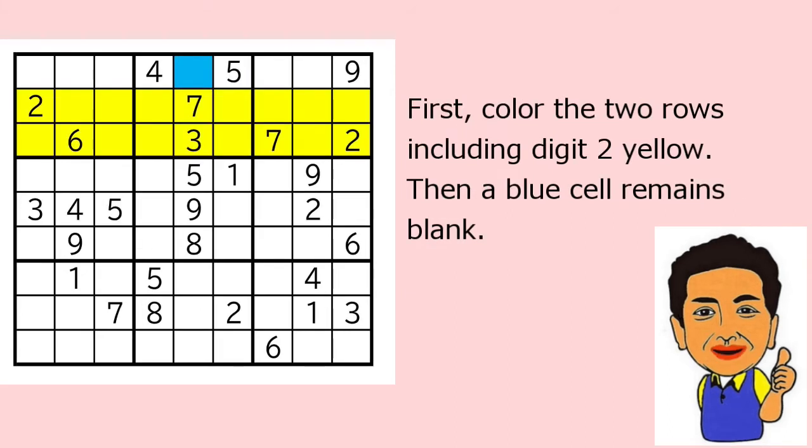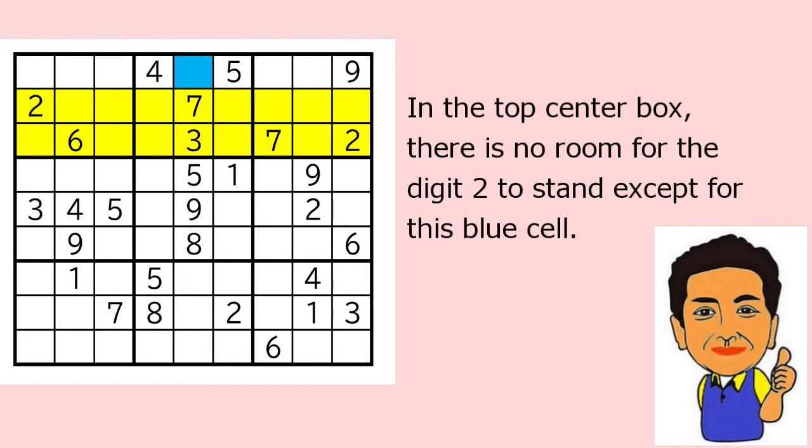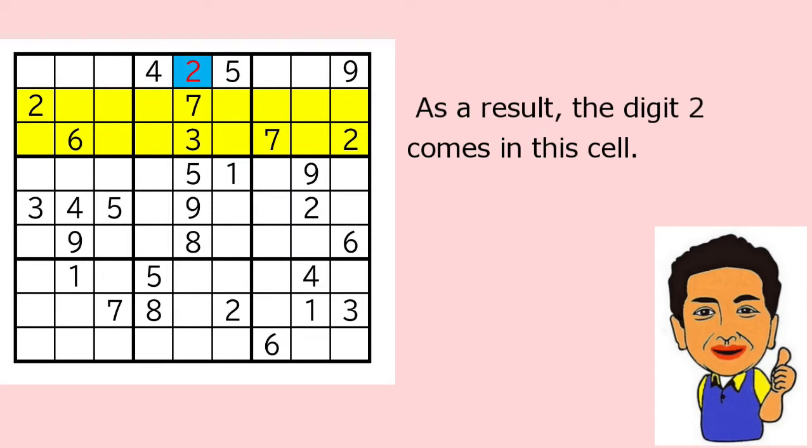First, color the 2 rows including these 2 yellow. Then, a blue cell remains blank. In the top center box, there is no room for the digit 2 to stand except for this blue cell. As a result, the digit 2 comes in this cell.